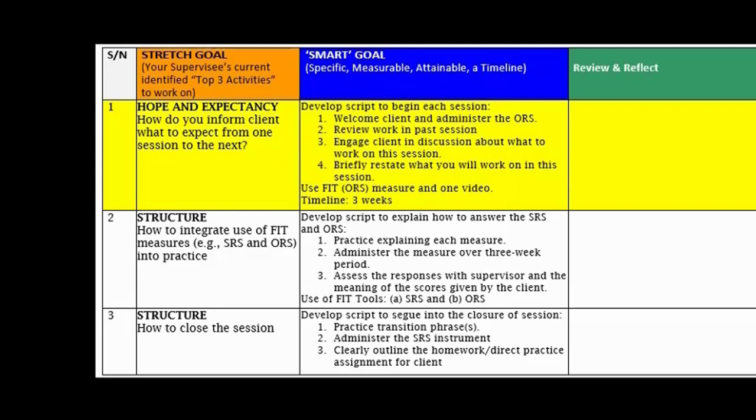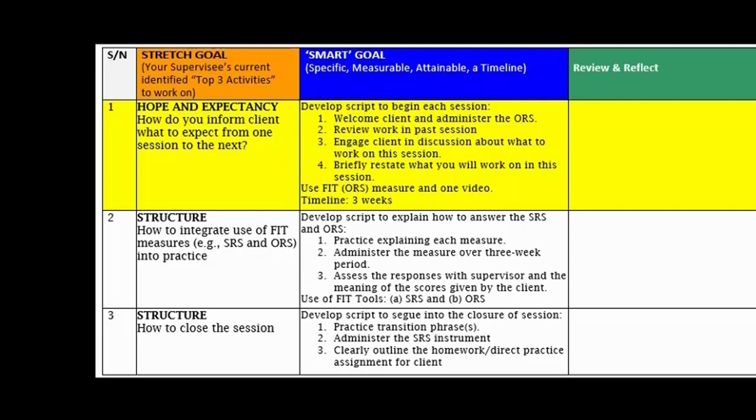The third stretch goal is how to close the session, developing a script to segue into the closure, practice transition phrases, administer the SRS instrument, and clearly outline the homework direct practice assignment for client. So this is kind of where I'm thinking of my first 3 stretch goals.